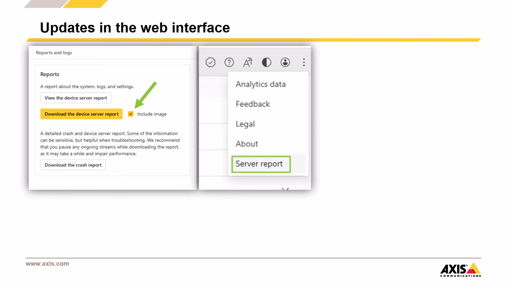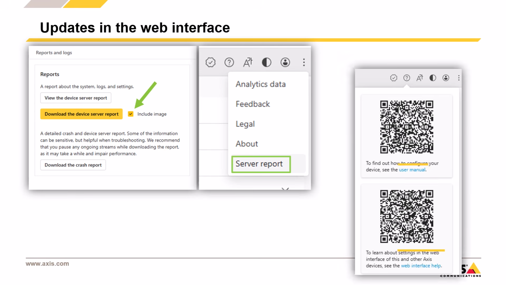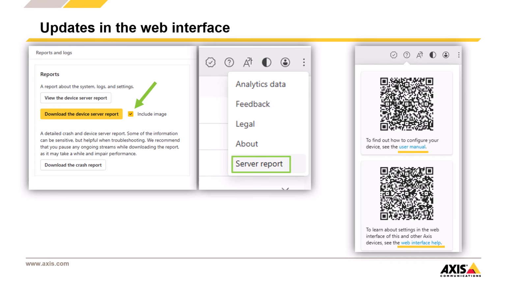Now let's look closer on some of the updates done in the web interface. Under Reports and Logs, you will find the possibility to exclude images from the server report. And from the context menu, you will also now be able to download the server report. Furthermore, from the context menu, you will find the new help for AccessOS web interface. You have now 2 different links, one for the product user manual and one for the web interface help.